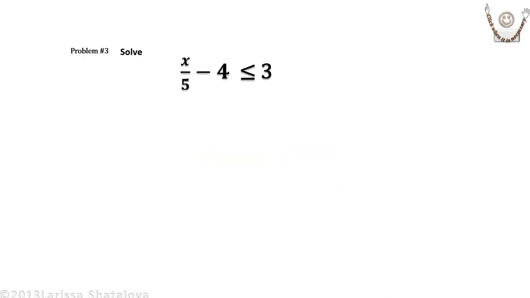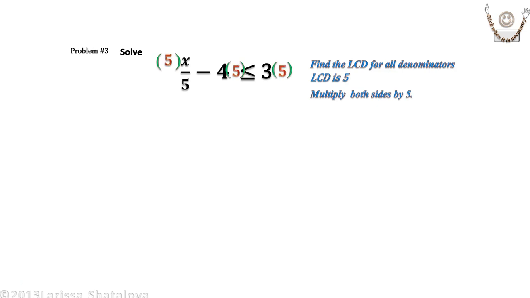One more example. This time we have fractions. x over 5 and negative 4 is less or equal to positive 3. So we have to clear fractions as we would do working on equations. We have to find the least common denominator for all denominators. In this situation, it's just 5. So we have to multiply each piece on both sides by 5, and simplify. 5 over 5 is 1. As a result, we will have positive 1x and negative 20 less or equal to 15.